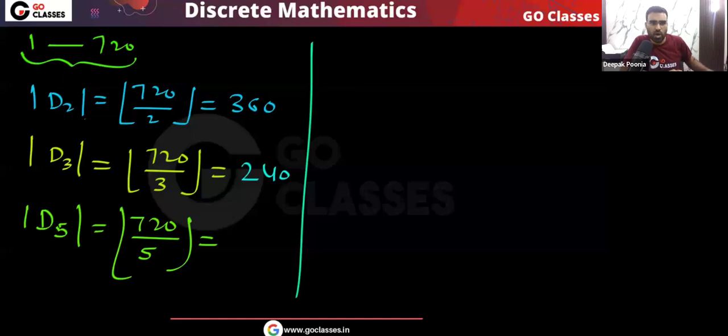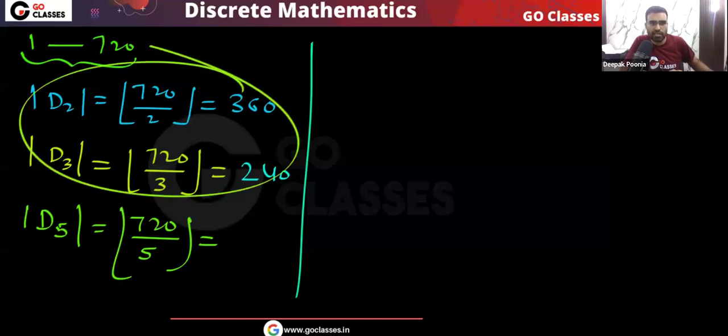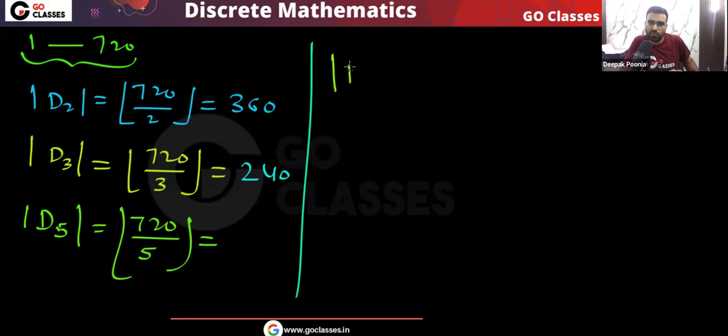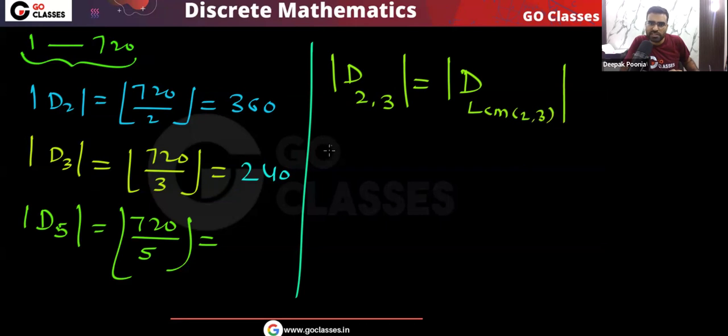Next, how many will be divisible by 2 and 3? The number of integers which are divisible by 2 comma 3 is the same as divisible by LCM of 2 comma 3. What is LCM of 2 comma 3? Both 2 comma 3 are prime numbers.